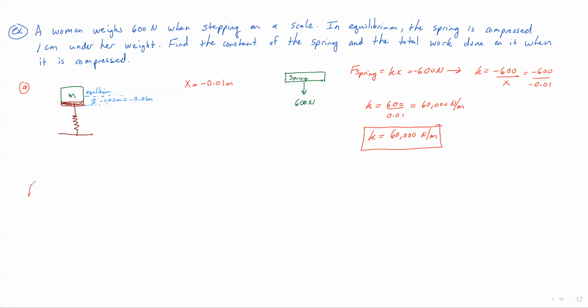Now, once you have that information, you can very easily get the work. It's 1/2 kx squared. So it's 1/2 of 60,000 times 0.01 squared. That's equal to 3 joules. So the work done in compressing that spring, when you're using the scale to take a measurement, is 3 joules. Okay.